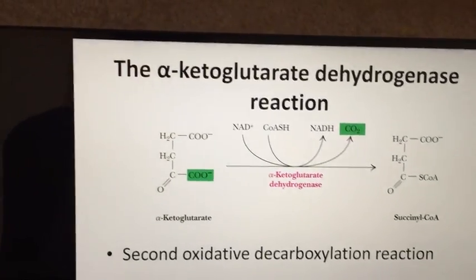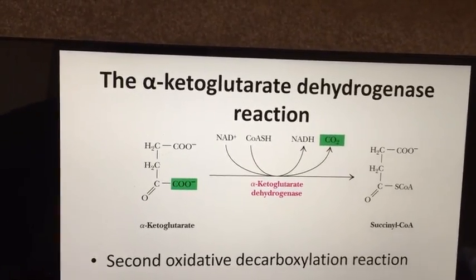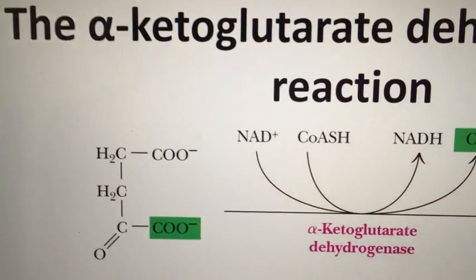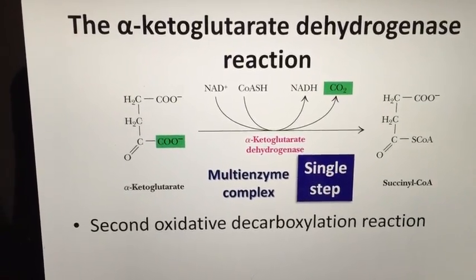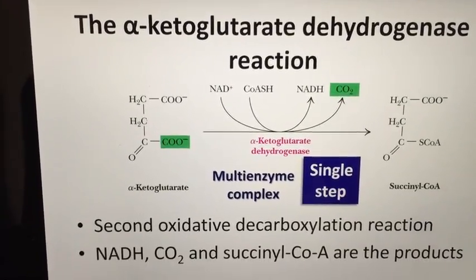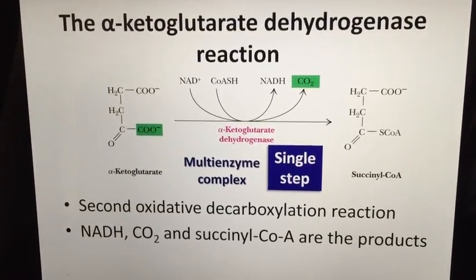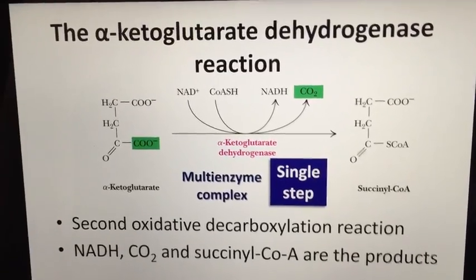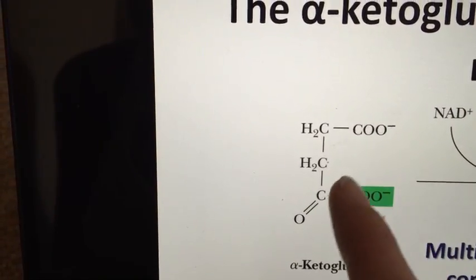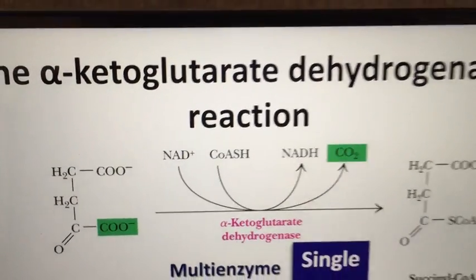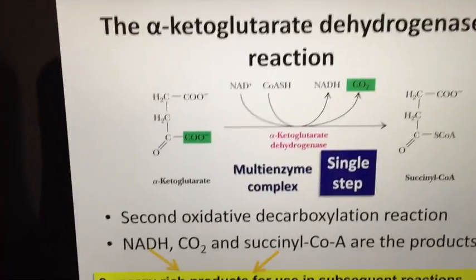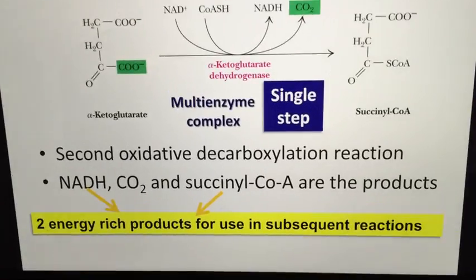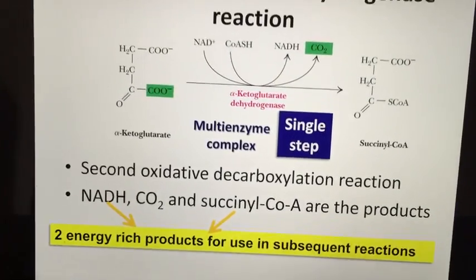And just like with the pyruvate dehydrogenase complex, where there were a number of coenzymes involved, similarly alpha-ketoglutarate dehydrogenase also has coenzymes involved. And there we see the use of coenzyme A here to produce succinyl-CoA. Okay, so it's a multi-enzyme complex, and so it appears to occur in a single step, and we do not see any intermediates. NADH, carbon dioxide, and succinyl-CoA are the products. So it is oxidative decarboxylation. This group here from alpha-ketoglutarate is removed as carbon dioxide, and NADH is produced as well because it is a reduction reaction. NADH and succinyl-CoA are both energy-rich products which can be used in subsequent reactions.